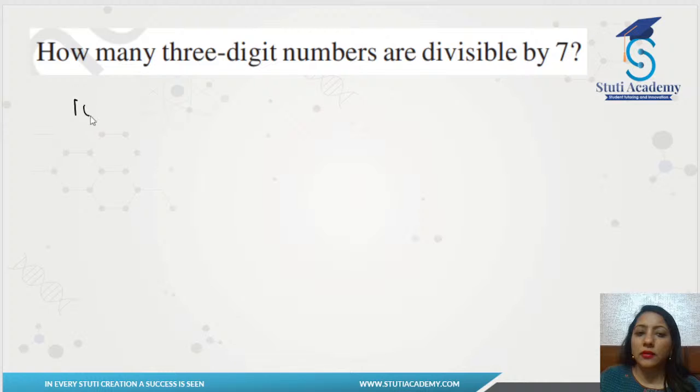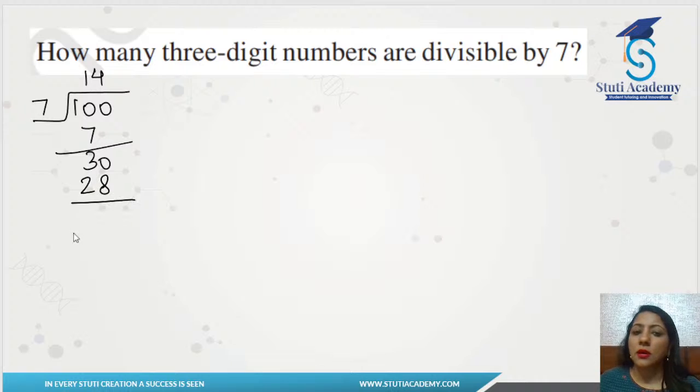So let us take 100 here. It's a 3-digit number, but it's not divisible by 7. We only want the numbers which are divisible by 7. So we'll first divide this by 7. Let us see what we get here. 1, and then we have 7, 30, then we have 4, and then we have 28, 2. So here we have 100 minus 2, that is 98.